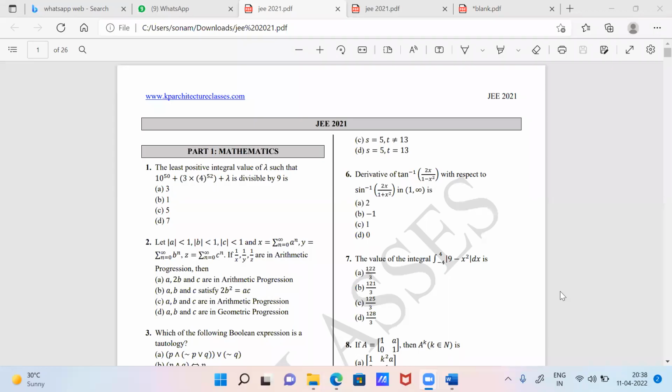Okay, so the next part of this paper is mathematics. So the very first question we have: the least positive integral value of lambda such that 10 raised to the power 50 plus 3 into 4 raised to the power 52 plus lambda is divisible by 9.